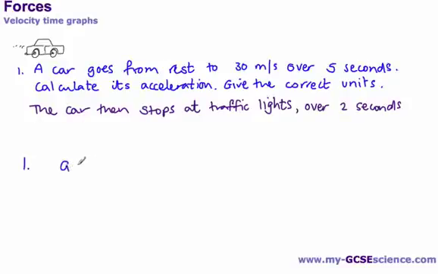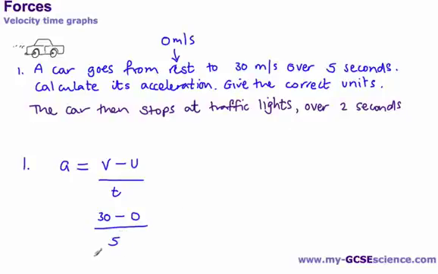So first thing, if we write the formula, acceleration equals V minus U over T. Remember, this is given in the exam. And the final velocity here is, well, it's going from rest to 30 meters per second. So the final velocity is 30. Take away the initial velocity from rest, that means from not moving, so that's 0 meters per second. So it's 30 minus 0 divided by the time taken, and the time taken in this case, it tells you over here, it's 5 seconds. So the answer is 30 over 5, which is 6 meters per second squared.